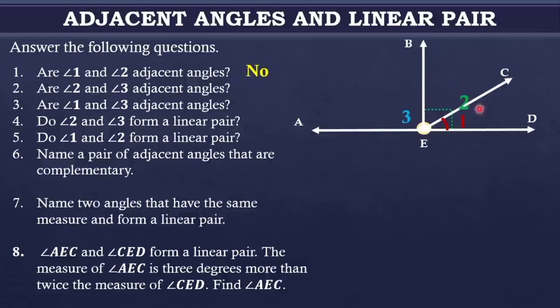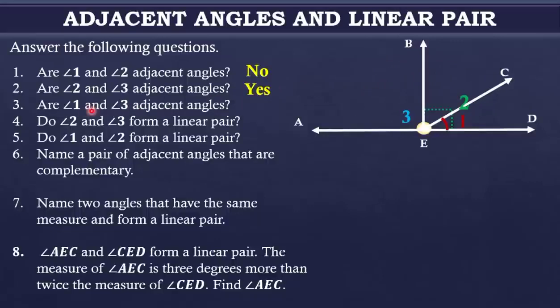Next, are angle 2 and angle 3 adjacent angles? Here is angle 2, the whole angle, and here is angle 3. Are they adjacent? Yes. They have a common vertex and a common side, this one. And they have no common interior points; each has its own interior. So this is a yes.